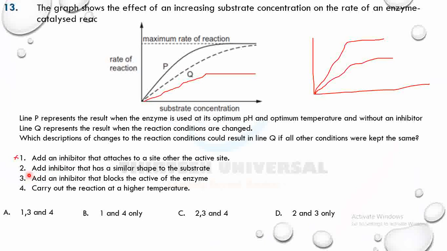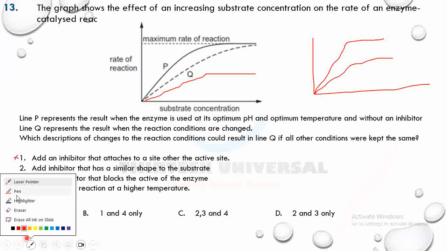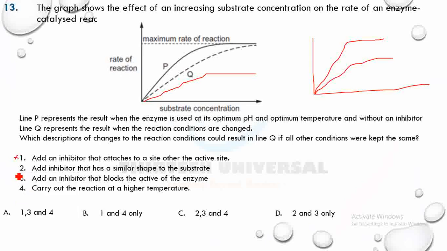Number 2 says add an inhibitor that has a similar shape to the substrate. This is a competitive inhibitor, and it aligns with graph Q. This is the graph for a competitive inhibitor, and statement 2 describes it because it has a similar shape to the substrate, complementary to the active site. Now number 3 says add an inhibitor that blocks the active site. Yes, that's competitive. It binds to the active site.